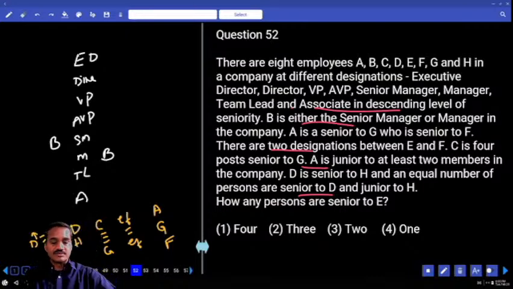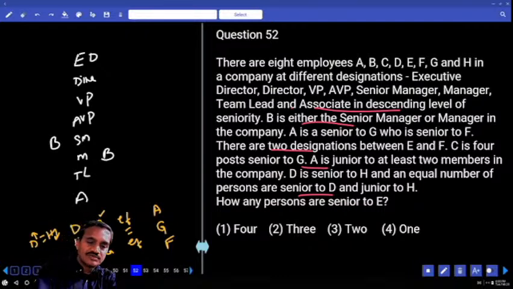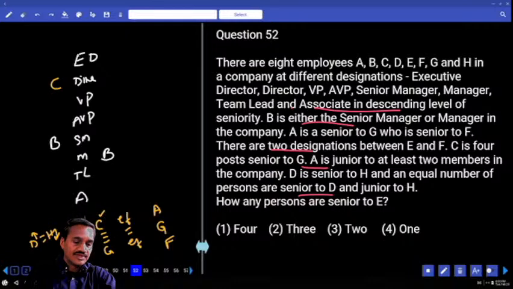Now with the help of this information, let us start. Can we start with C? If you start with C here, then G will be 4 places below, which is not possible, and C cannot be at this place. Then can you take C at this place? If you take C at this place, then G will be here.